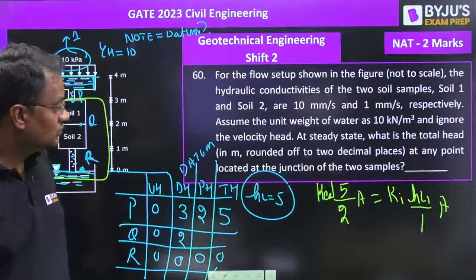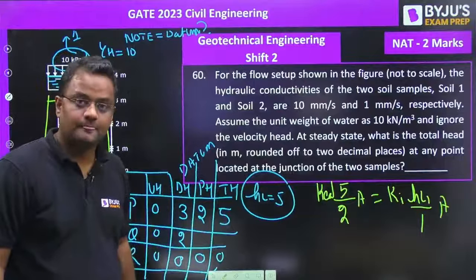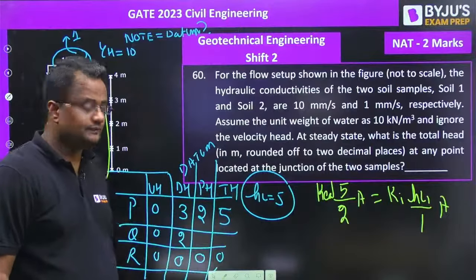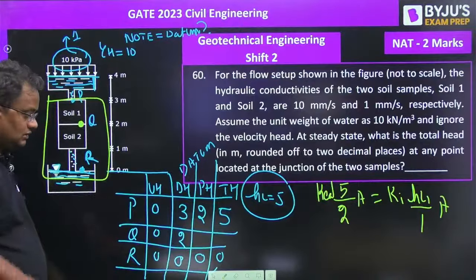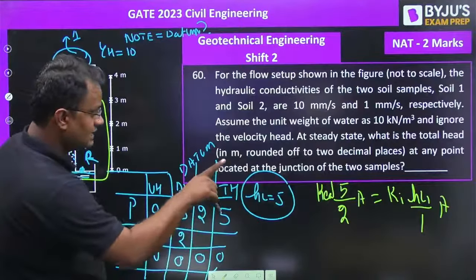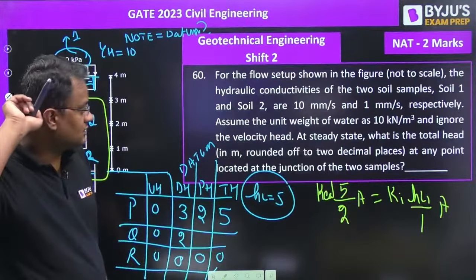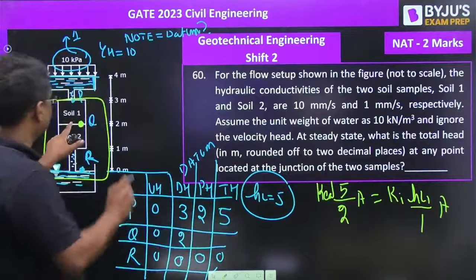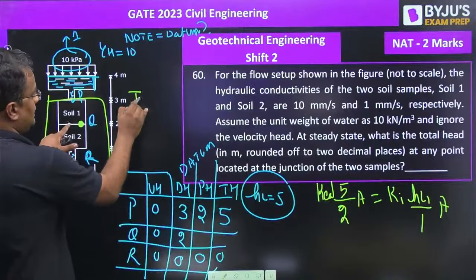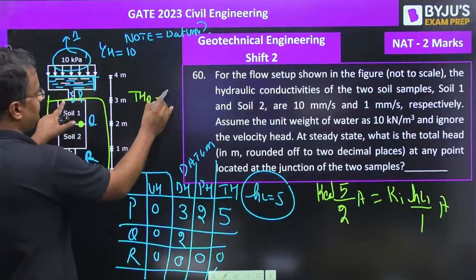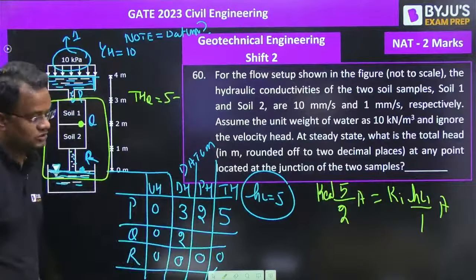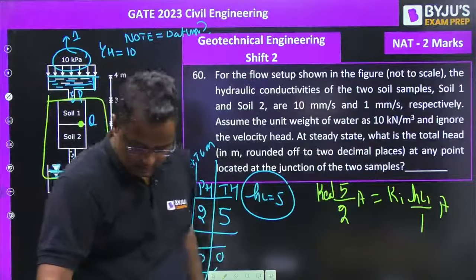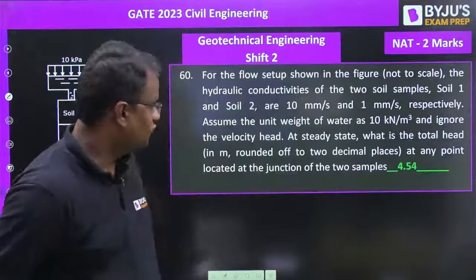From here you can find out the head loss, and once you get the head loss, then you can find the energy at Q. Then you can find what is asked, located at the junction. So then you can find head, because energy at Q, total head at Q is equal to total head at P, that is 5 minus loss. From there you can find out the loss value, and from here the value you are getting is 4.54.